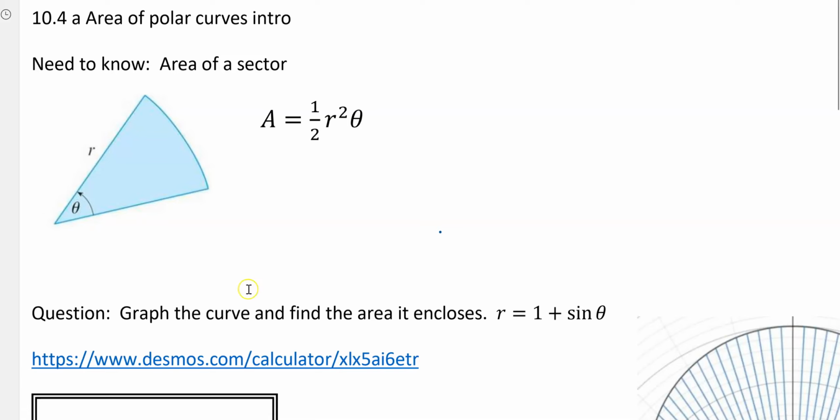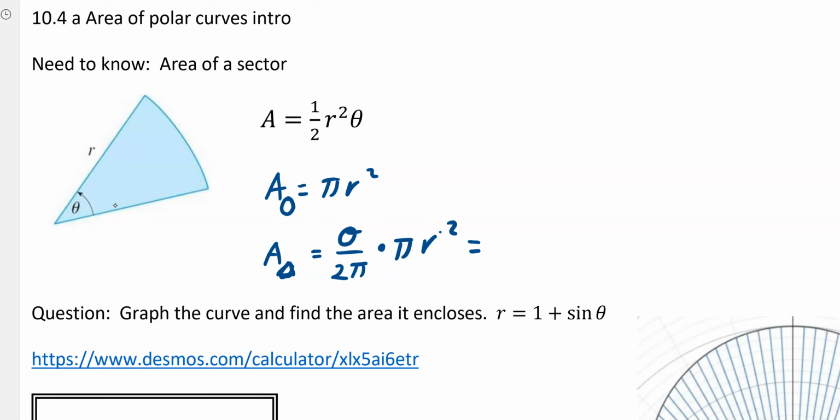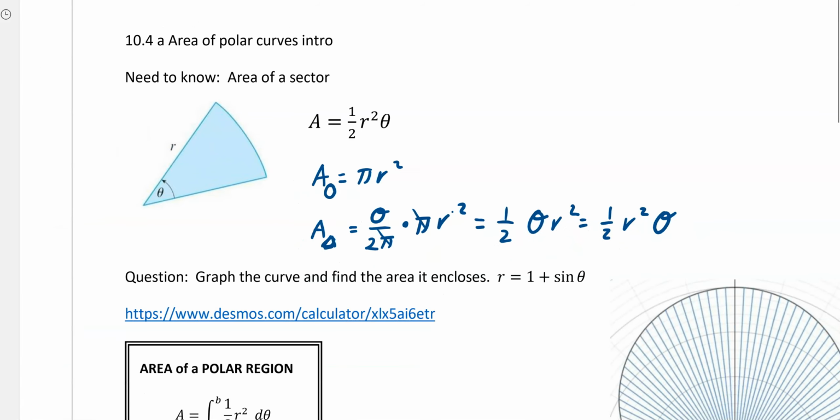If you look at our sector here, it is a portion of a circle. All the way around is pi r squared, so that's for our entire circle. Now if we want just a little part, that little portion, then we are looking at a fraction of it. That would be theta over 2 pi, because all the way around is 2 pi, times our pi r squared. If we simplify by canceling the pi, we get 1/2 theta r squared, or 1/2 r squared theta. You'll see why we're writing it that way in a minute.